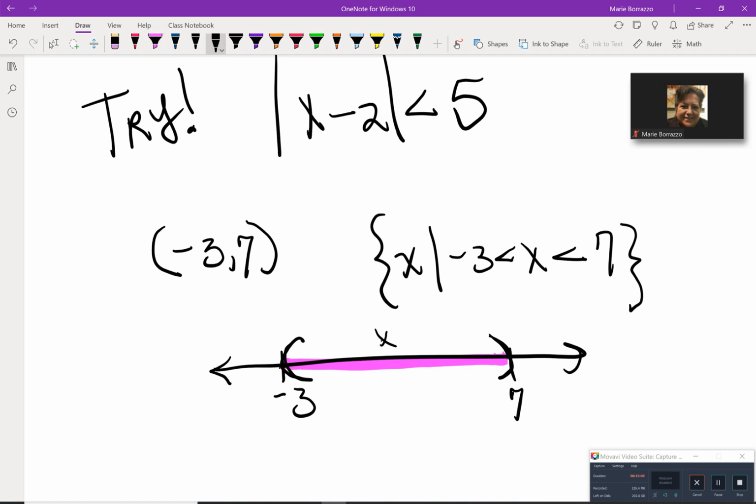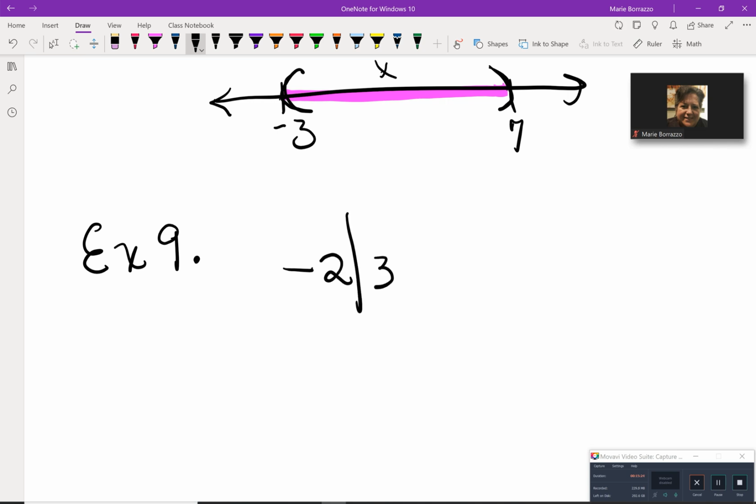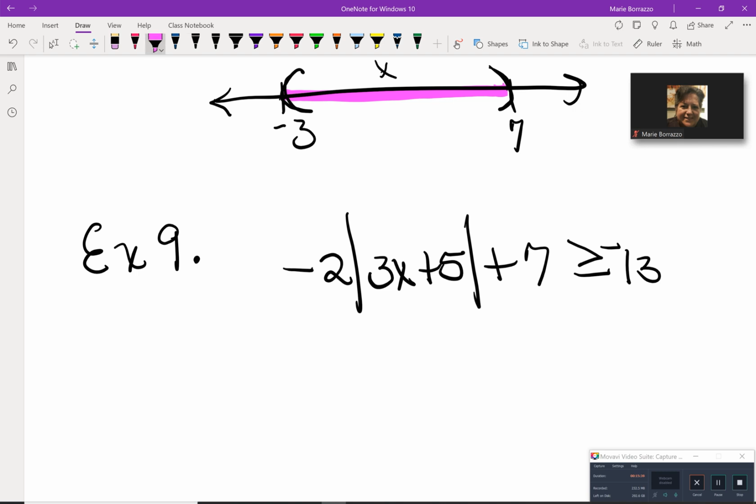Okay, so let's look at another example, example 9. In example 9, we're solving an absolute value inequality again. So they're giving you, in this case, -2 absolute value of 3x plus 5, plus 7 is greater than or equal to -13. And remember, we are evil math people, and we like to isolate this absolute value. We want it all alone.